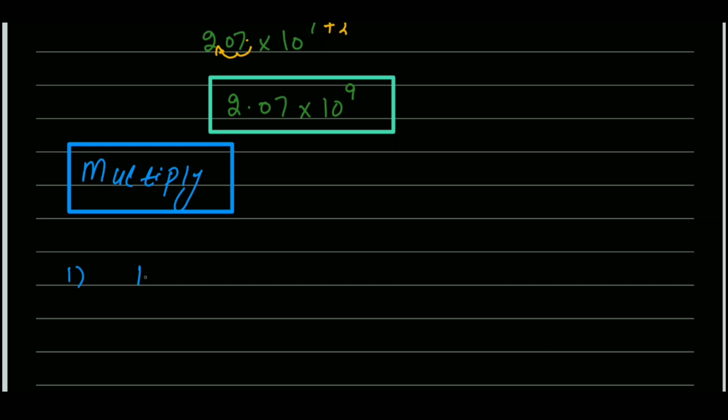Question is 1.2 multiply 10 raised to power 6 multiply 8 multiply 10 raised to power 5. What is the rule of multiplication? In multiplication, powers will be added.